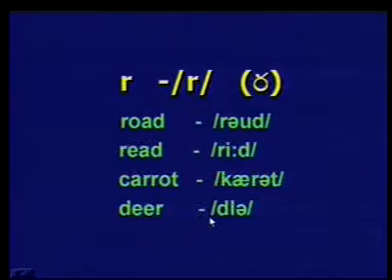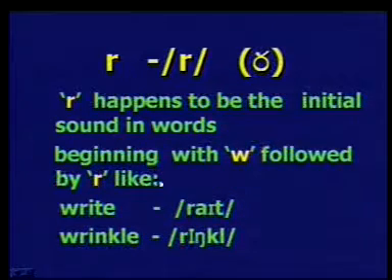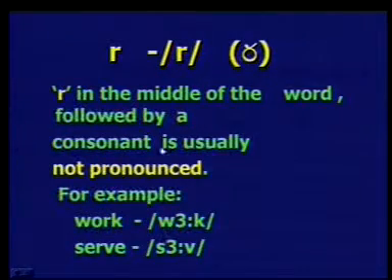And dear are in the end position. R also happens to be the initial sound in words which are beginning with a W, as in the words W-R-A-T-E. But we are showing it as R only, right? W-R-I-N-K-L-E, wrinkle. R is here in the beginning, not W. Like we say wristwatch, W-R-I-S-T. And then R in the middle of the word followed by a consonant is usually not pronounced. This is a very constant rule that we have to bear in mind. Like work, so R is there in the middle, but we don't pronounce.